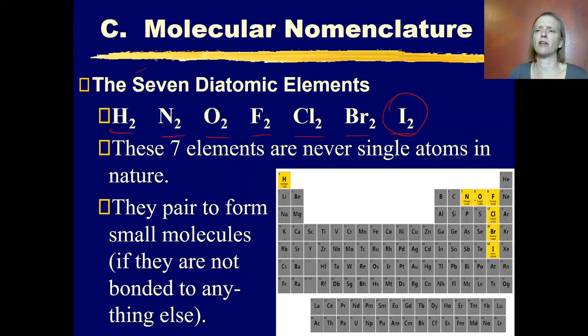Notice this pattern on the periodic table. This formation of diatomic elements over here actually looks like the number 7, and then you just need to remember to add in the hydrogen as well. So these are the 7 diatomic elements.